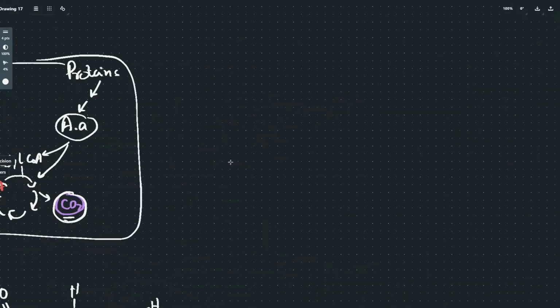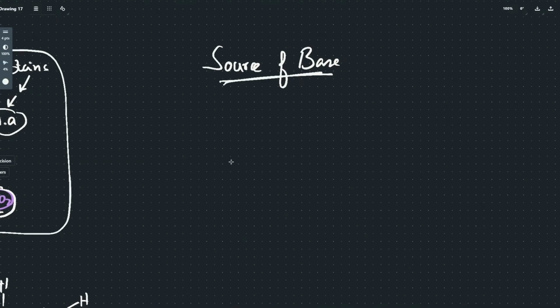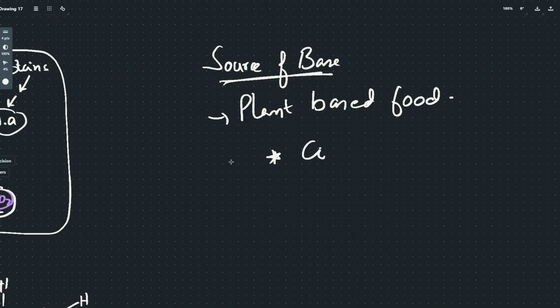Coming to the sources of base, now there is good news that it is not very important and there are very few sources of bases, mostly from plant based food. If you take lots of plant based food, then there are some chemicals that produce citrate, or they can actually contain citrate or malate and some other negatively charged ions that act as base. But most of our diets are rich in acids.